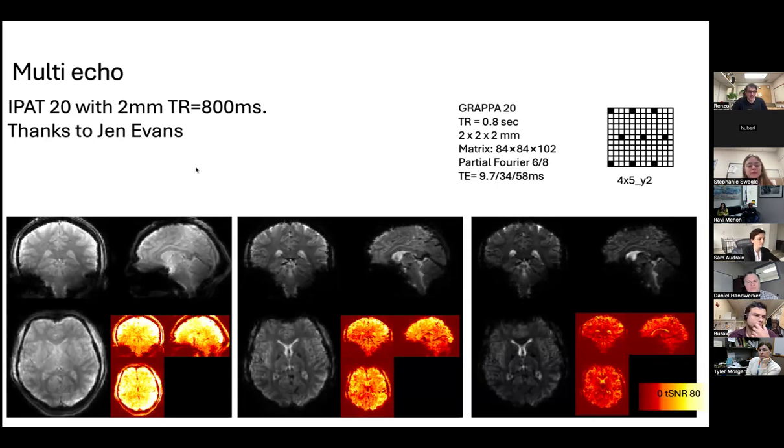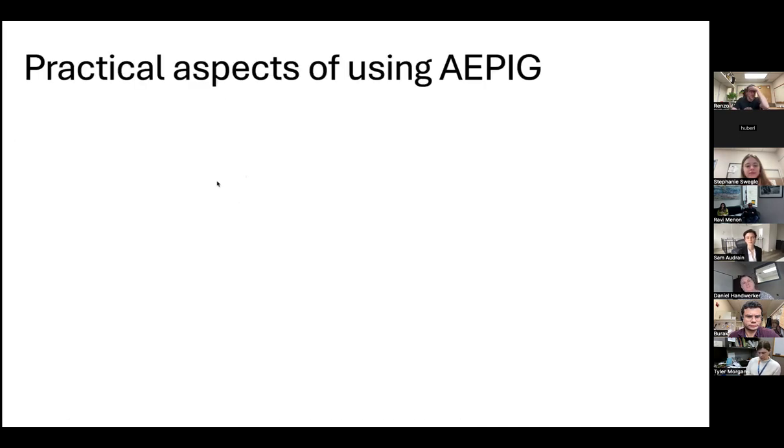And I want to thank Jan Evans for doing the first iteration of giving feedback on artifacts that we could solve now, I think. So if anybody wants to use that, those protocols exist. Talking about practical aspects, what are the disadvantages?